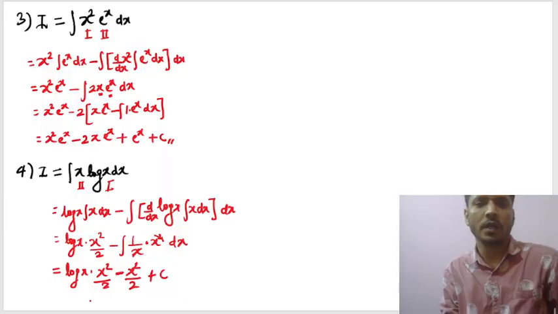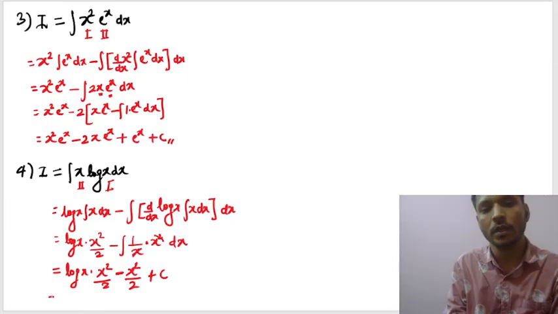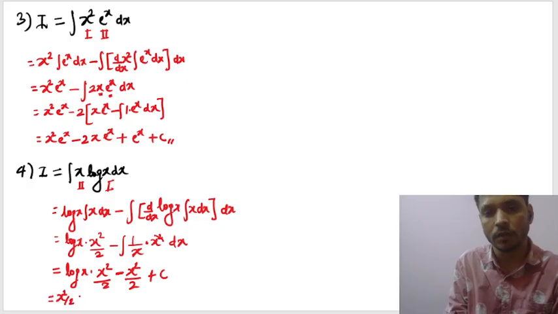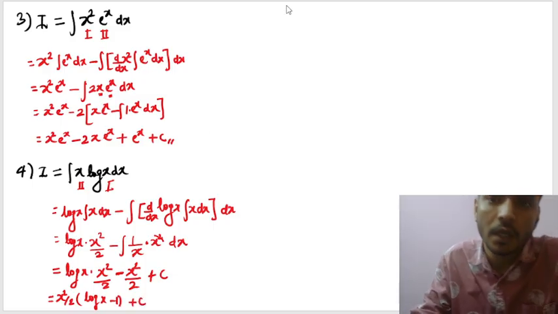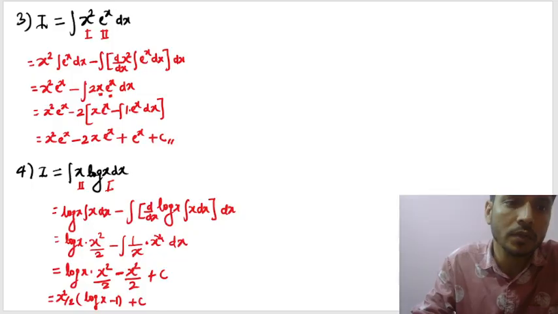So we can see here x square is common in both, so we can take this x square by 2 common. So if you are taking x square by 2 common, it will become log x minus 1 and plus c. So the question number 4 also done. Now we will move to the next question, that is fifth. So what is the question number 5?